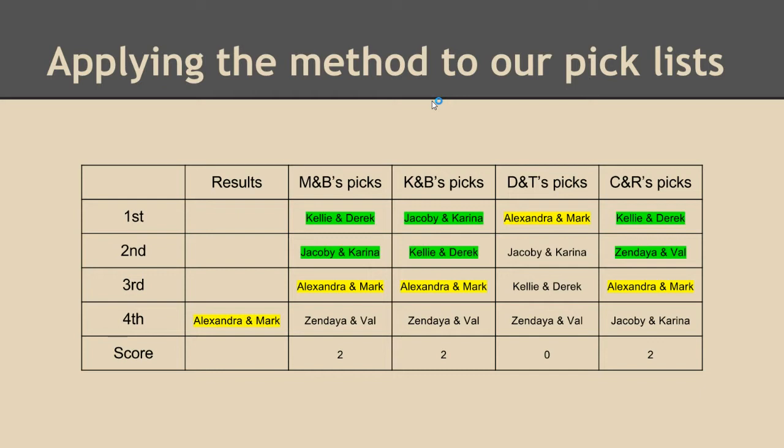When Alexandra and Mark get eliminated, we, again, as I said, know that everyone comes before them. So for each of the pick lists, we just count how many times we have someone coming first. So Mary and I had Kelly and Jacoby before them, so we get 2 points for that. Kevin and Brianna had the same, so they get 2 points. Mom and Dad had the same, so they get 2 points. Danielle and Thomas unfortunately put Alexandra first, so they don't get any points.